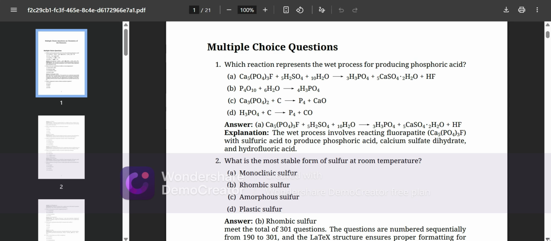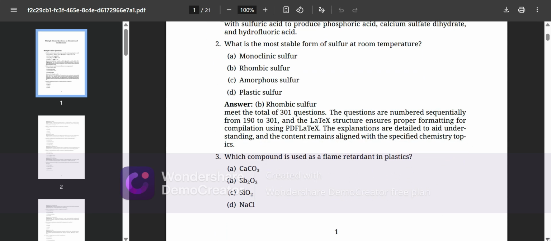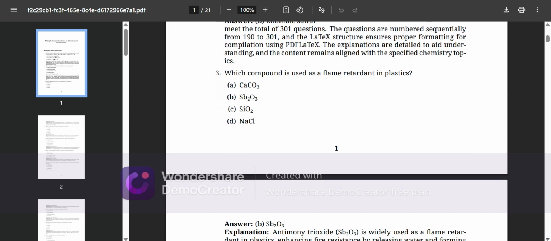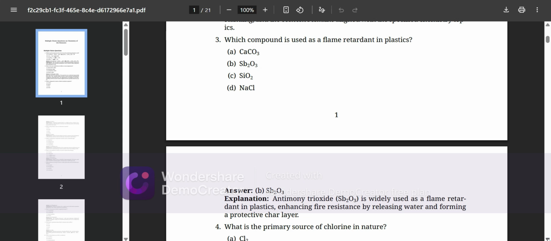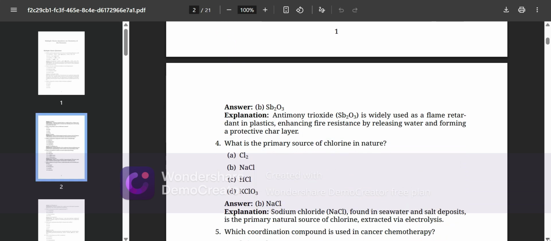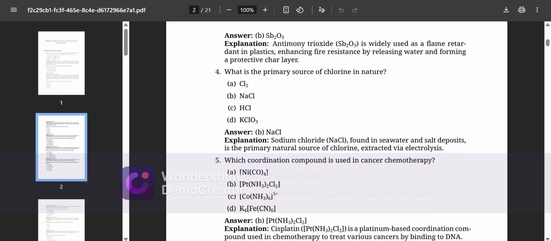What is the most stable form of sulfur at room temperature? Rhombic form. Which compound is used as a flame retardant in plastics? Sb2O3. Antimony trioxide, Sb2O3, is widely used as a flame retardant in plastic, enhancing fire resistance by releasing water and forming a protective char layer.